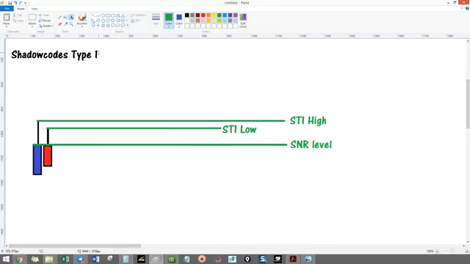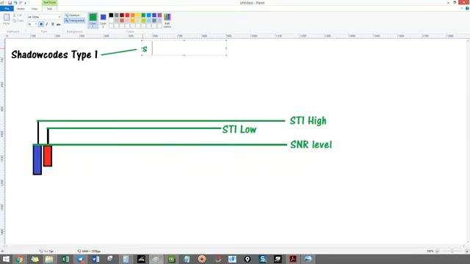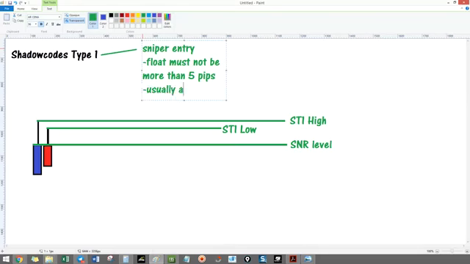ST1 is used for sniper entry. Float must not be more than 5 pips. Usually I will cut loss at 1 to 3 pips.